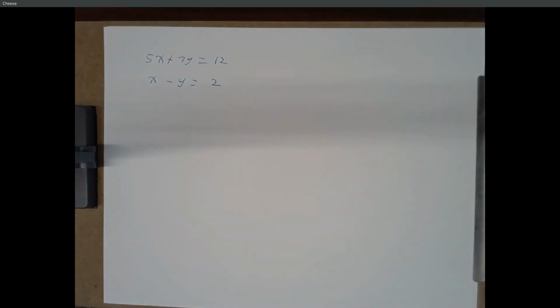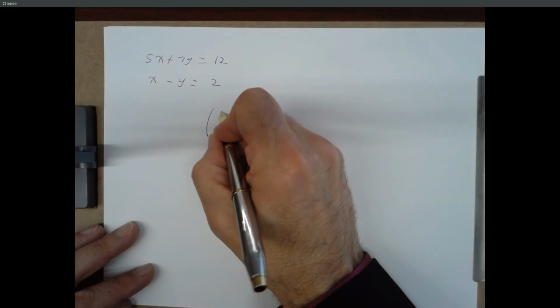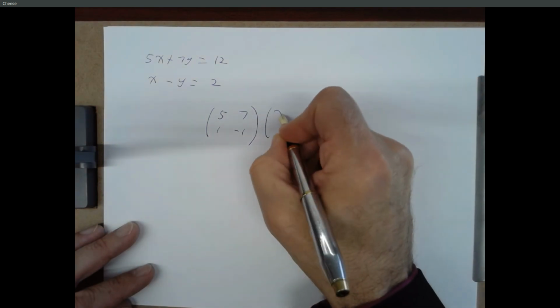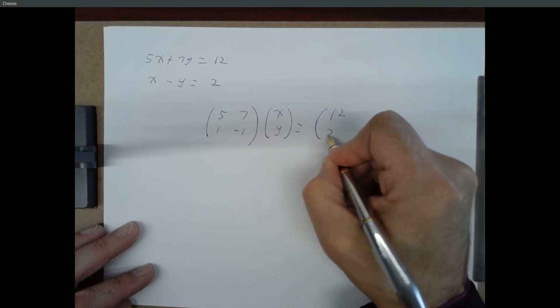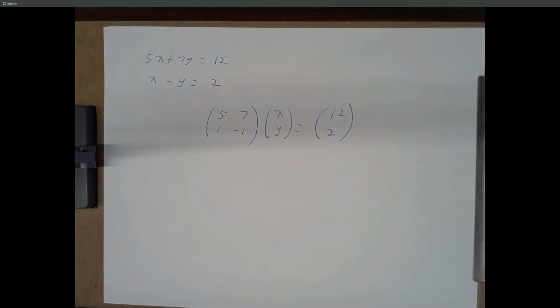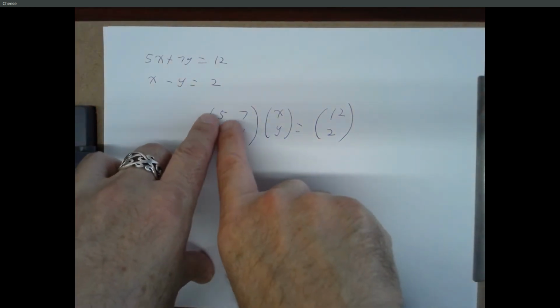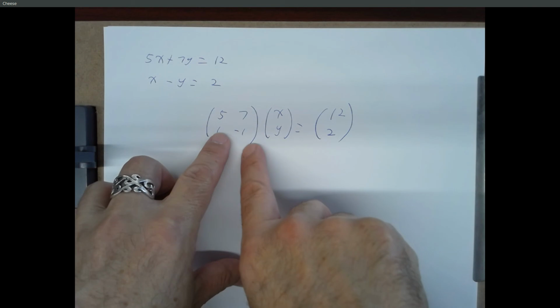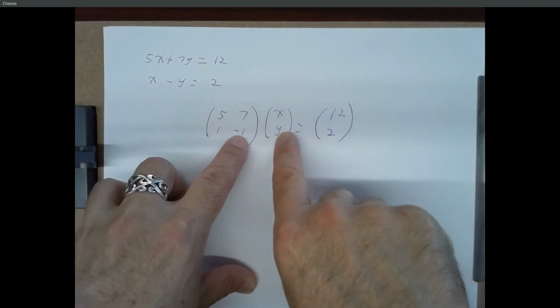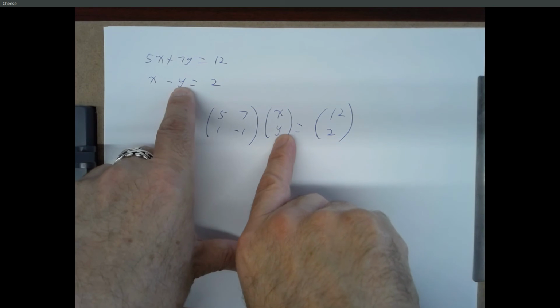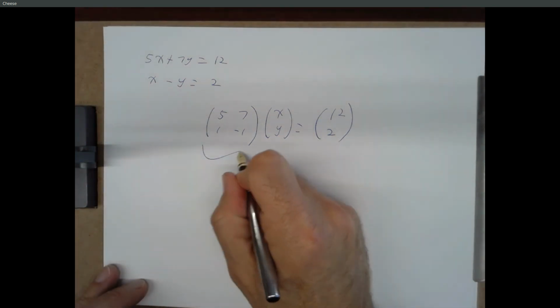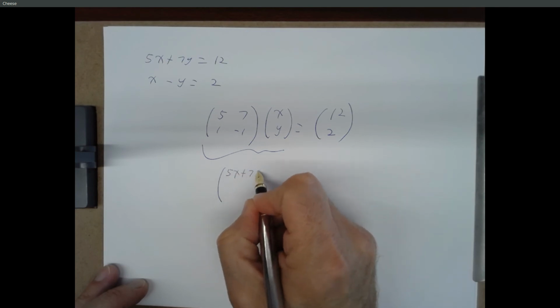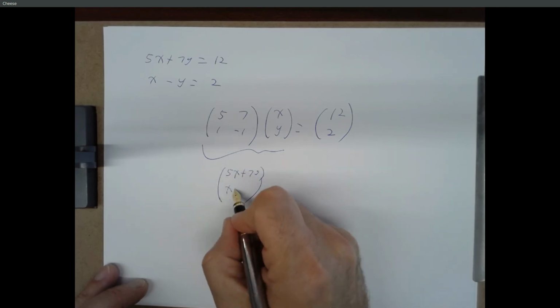So suppose we want to solve a pair of equations. It turns out we could do the following. We can write a matrix equation. And if you multiply this, the first row, first column is going to be 5 times x plus 7 times y. Hey, that's right there. And the second row, first column, is going to be 1 times x plus negative 1 times y. That's x minus y. Hey, that's right there. So this product is going to be 5x plus 7y and x minus y.